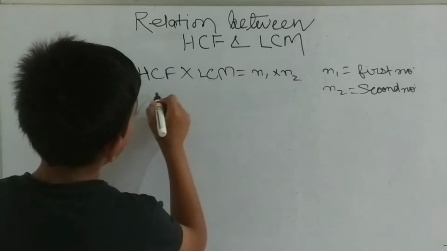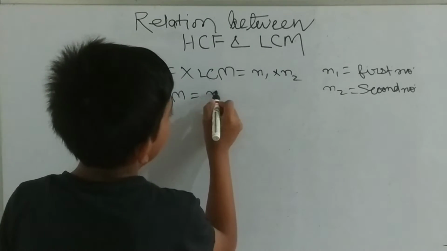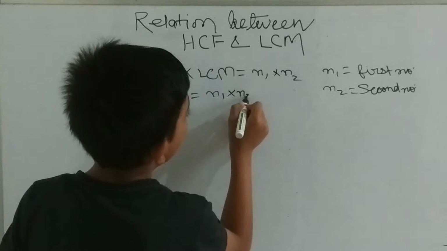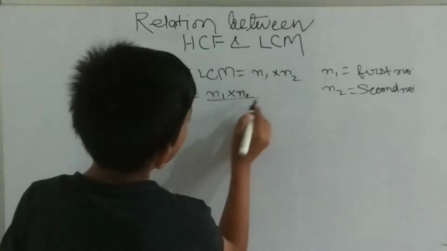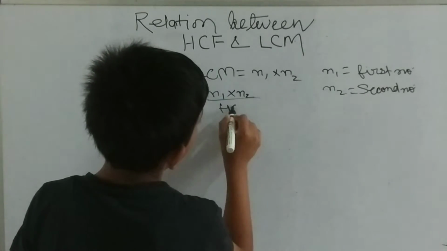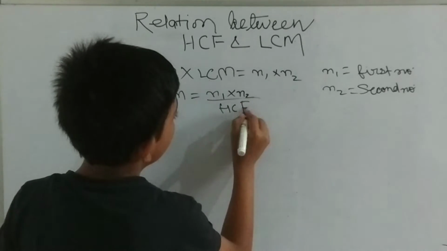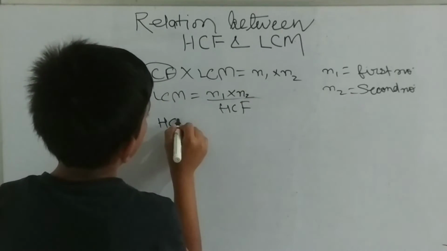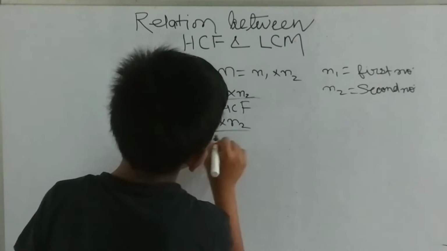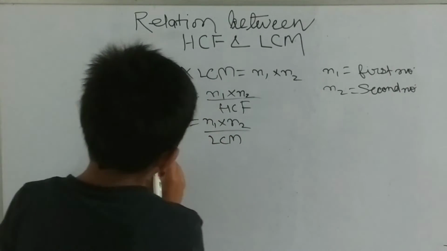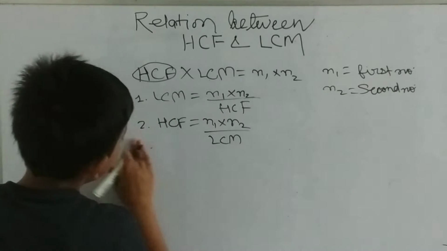If we have to find LCM, then N1 into N2 divided by HCF. Here HCF was in multiple form, so it will be in division form. Similarly, if we have to find HCF, then N1 into N2 divided by LCM. This is the first, second, third.